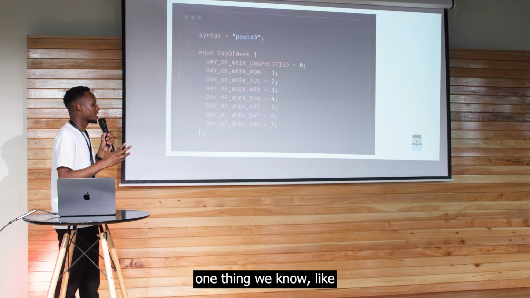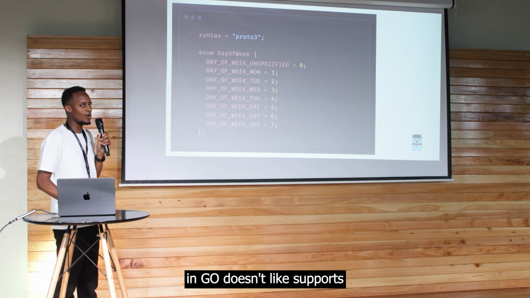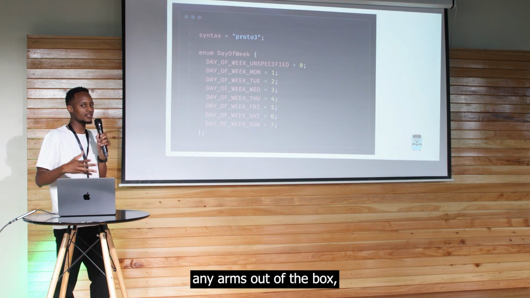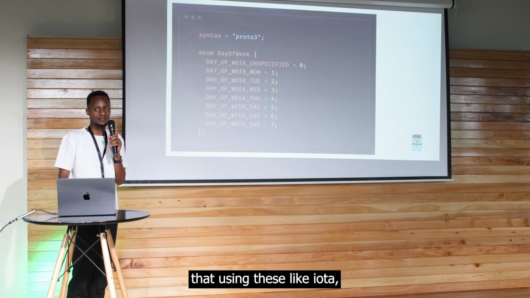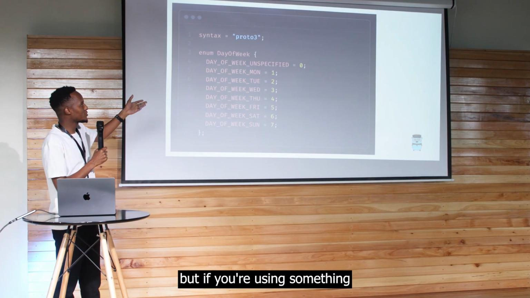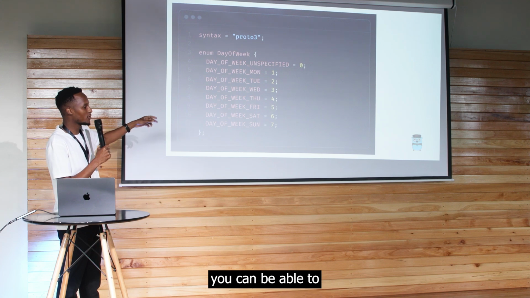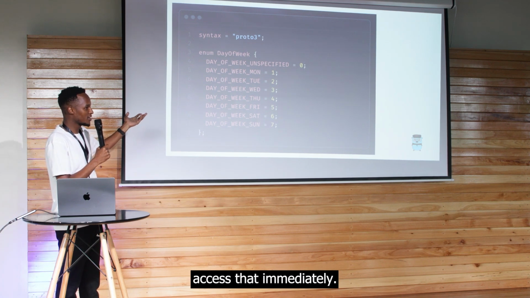One thing we know is Go doesn't support enums out of the box. You can implement that using things like iota, but if you're using something like protocol buffers, you can access that immediately.